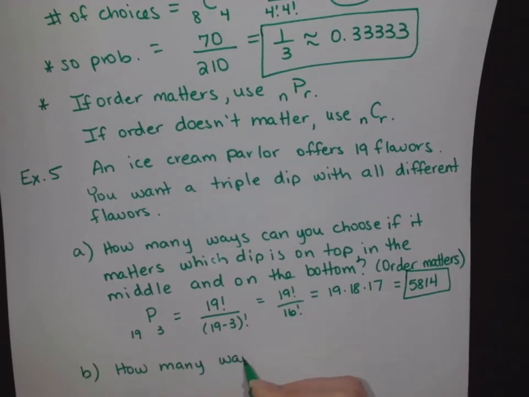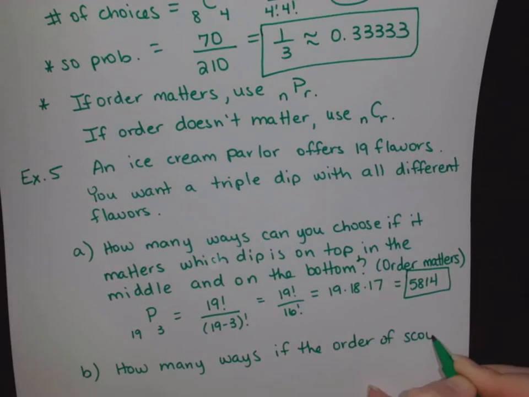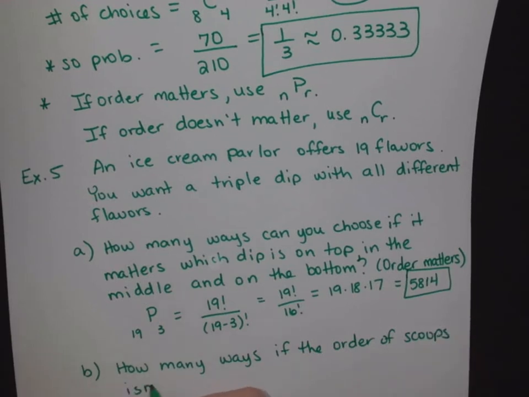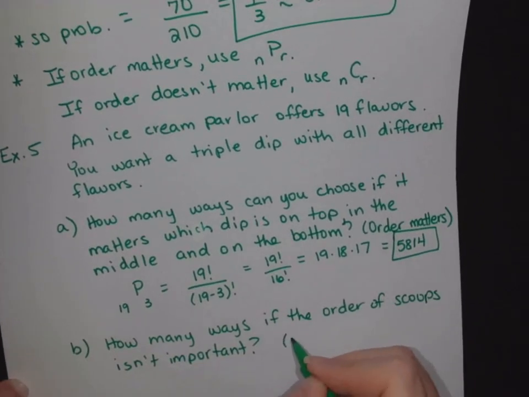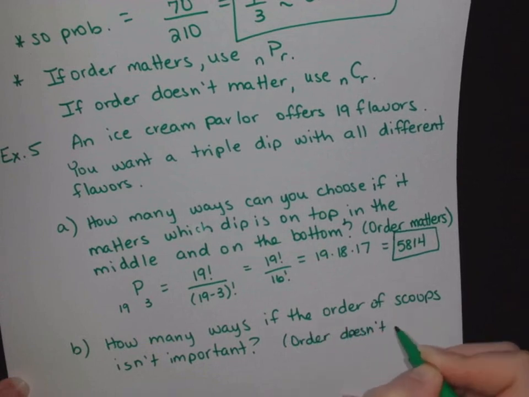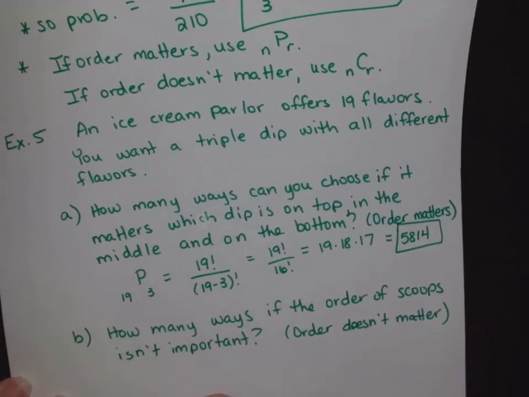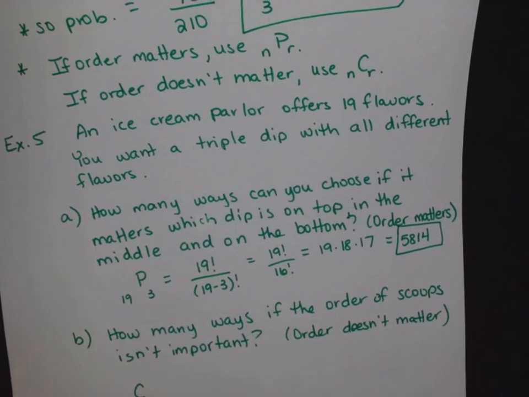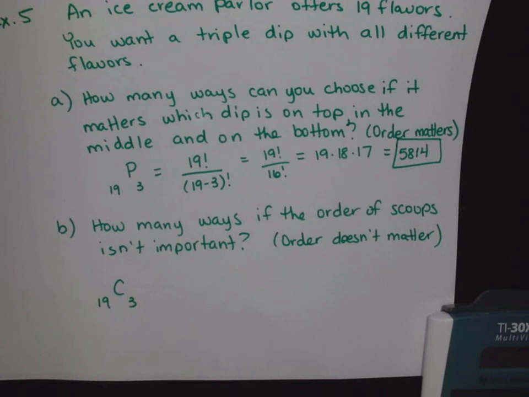So let's say you're not going to be so extra. How many ways are there if the order of the scoops doesn't matter? Okay, so notice it's the same kind of problem, right? But this time order doesn't matter. So we're going to do 19 choose 3. We're going to use the combination version instead.